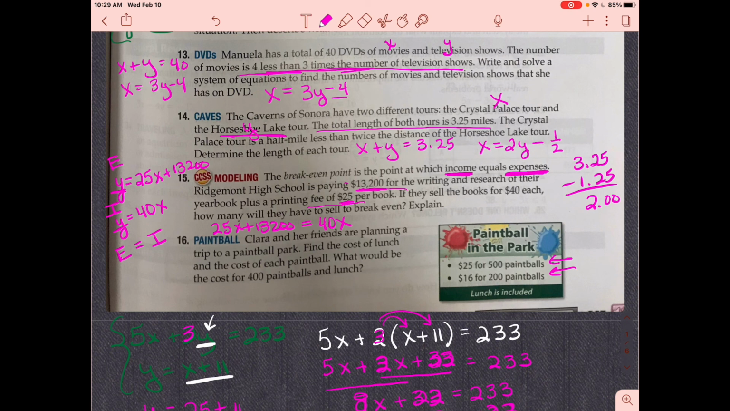So let's call paintballs x, and let's call y lunch. So we have 500 times the cost of the paintballs plus the cost of lunch, and that equals $25 in the first situation. In the second situation, we have 200 paintballs times however much they cost each, plus the cost of lunch, and that's going to equal 16. And so we will be solving this system to figure out the cost of paintballs and the cost of lunch. I would just multiply maybe the second one here by -1, and then we can just add these together. That'll cause that to eliminate, and we can carry on from there.